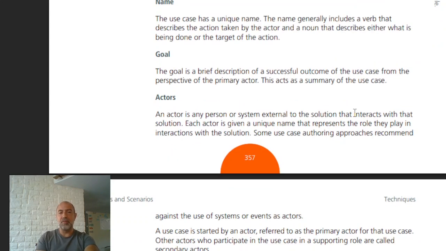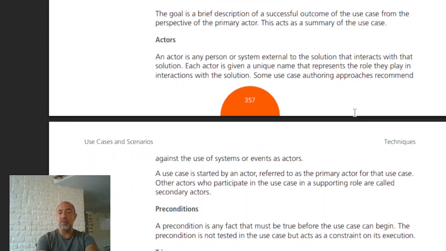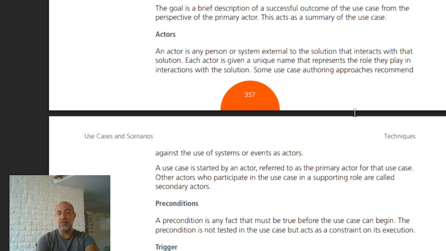And the goal basically is a brief description of the successful outcome of the use case from the perspective of the primary actor. This acts as a summary for the use case. An actor is a person or a system external to the solution that interacts with the solution. Each actor is given a unique name and represents the role they play in interactions with the solution.